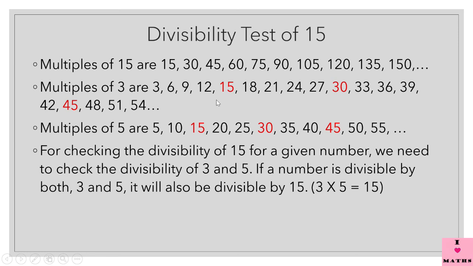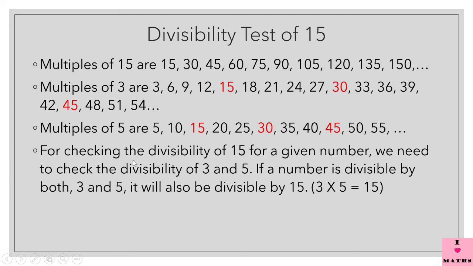Now, children, look at the highlighted numbers. 15 comes in the table of 3 and 5 both. So 15 is the first multiple of 15. Now 30 is a multiple of 3 and 5 both. So 30 is the second multiple of 15. 45 is divisible by 3 as well as it is divisible by 5. So 45 is the third multiple of 15.